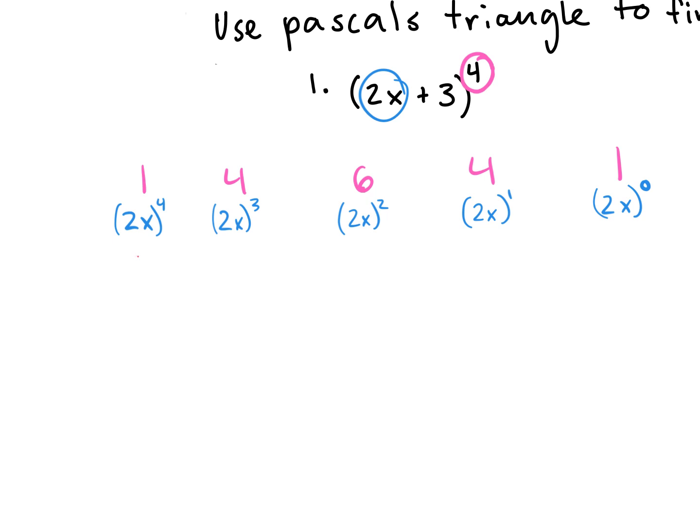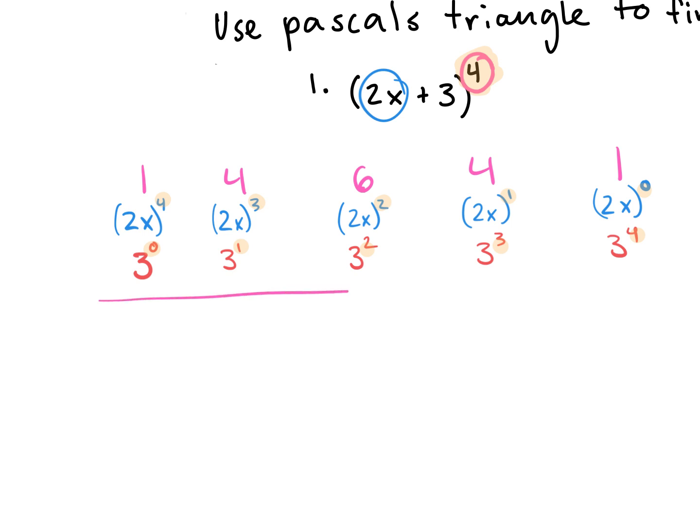In our next row, we have 3. 3 to what power? 0. 3 to the power of 0. Then 3 to the power of 1, then 2, then 3, and then 4. Notice how our exponents in each row are always going to add up to the degree. So 4 plus 0 is 4. 3 plus 1, 2 plus 2, 1 plus 3, 0 plus 4. So it'll always add up to the exponent, so you can always check your work that way.